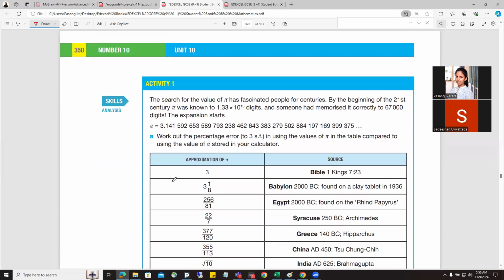Okay. Now activity 1. The first activity is that the search for the value of pi has fascinated people. Do you know what is the value of pi? What is that value? Can you find it from the calculator? What is the value you will receive?